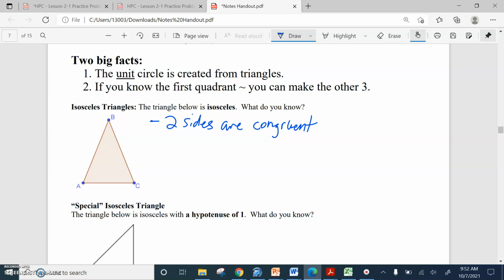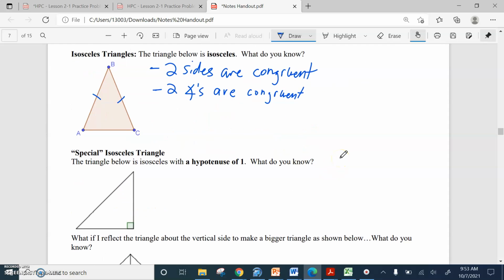So in this case, I'm going to look at it and say these sides here are congruent. At the same time, we can then assume two angles, and I'm going to draw the symbol for angles, two angles are also congruent. So just knowing an isosceles triangle has those two properties will get us started.